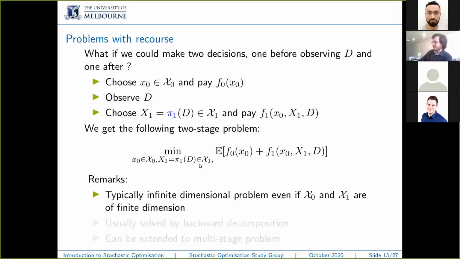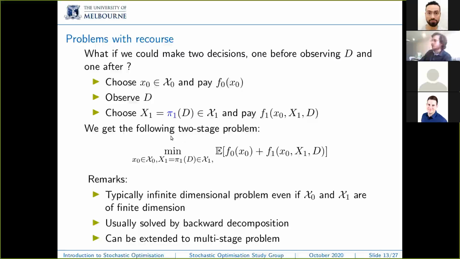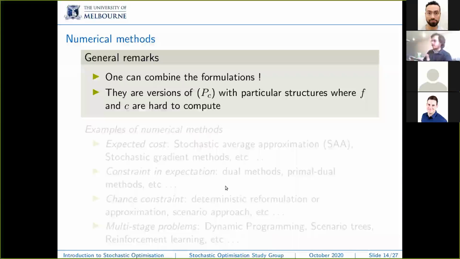And usually you solve this problem in the backward way, meaning that you solve first the second step and then the first step. This is a bit tricky, and this formulation can be extended to multi-stage problems, when you have not only two but several, fixed but arbitrary numbers of decisions. So that was it for problems with recourse.